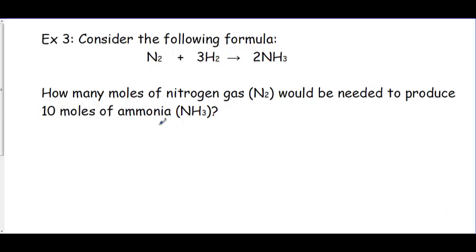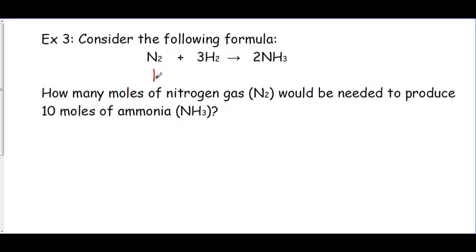Example 3, which is a chemical equation here. So let's look at this one. The question states, how many moles of nitrogen gas would be needed to produce 10 moles of ammonia? Well, here's our general formula, okay? So this would just be like our recipe. Just make sure that the equation is balanced. So we have 2 nitrogens here, 2 here, 6 hydrogens, 6 hydrogens. So the equation is balanced, so we can go ahead and try to set up our ratios.